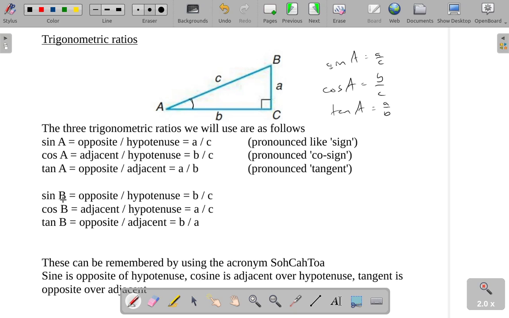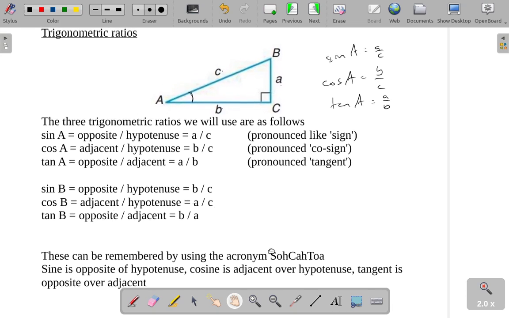You can also talk about the sine of b, the cosine of b, and the tangent of b. You can see the sine of b is the opposite over the hypotenuse. The cosine of b is the adjacent over the hypotenuse. That's a over c. You can see that right there. And the tangent is the opposite over the adjacent. That's b over a. You can see it actually ends up just being flipped upside down from the a over b there. But the sine and cosine end up switching places. So sine of a is the same thing as the cosine of b. The cosine of a is the same as the sine of b.